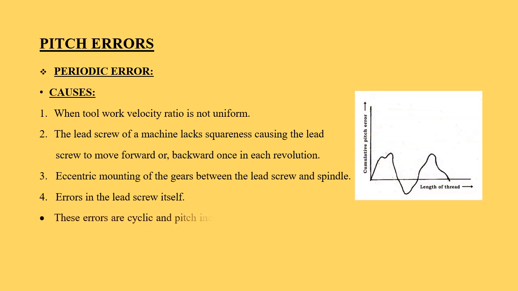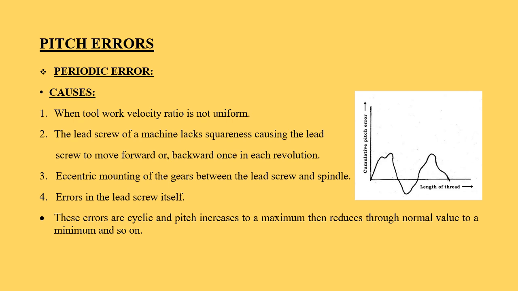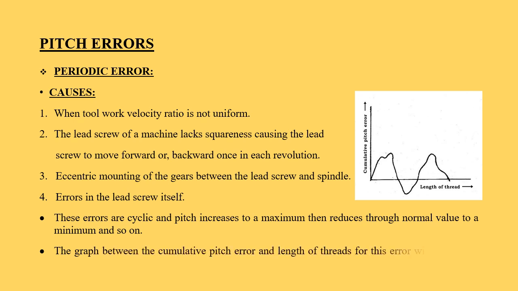These types of errors are cyclic, and the pitch increases to a maximum, then reduces through the normal value to a minimum, and so on. So, the graph between the cumulative pitch error and the length of thread for periodic error is of sinusoidal form.